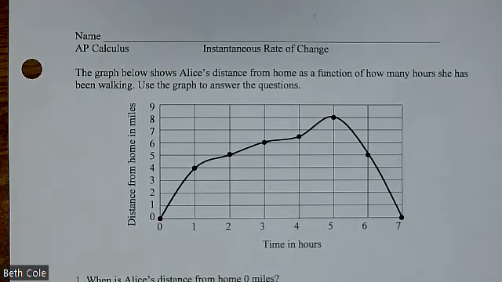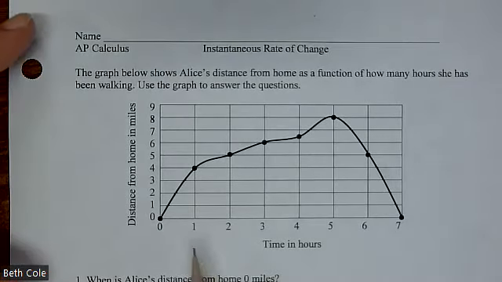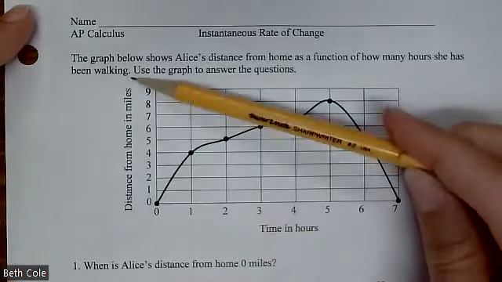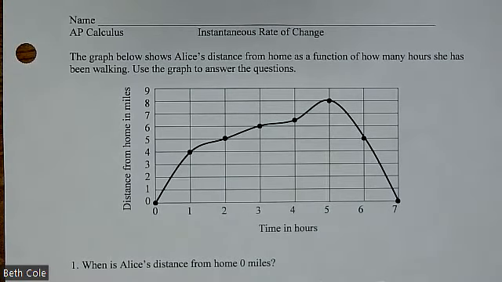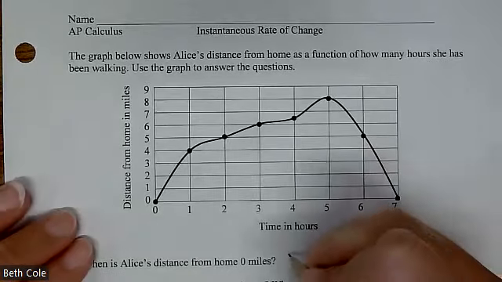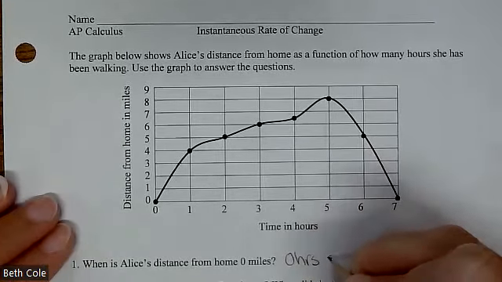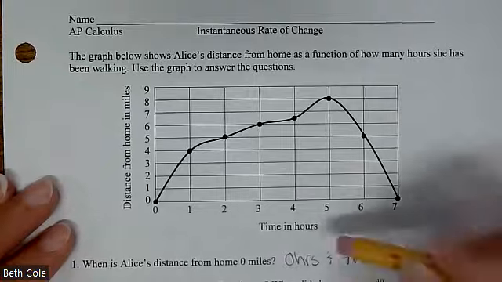So the graph below shows Alice's distance from home as a function of how many hours she's been walking. So this is her time in hours. This is how far away she is from home. All right, so that means you need to give a time, something hours. When is Alice's distance from home 0 miles? There's actually two answers. Yeah, 0 hours and 7 hours.